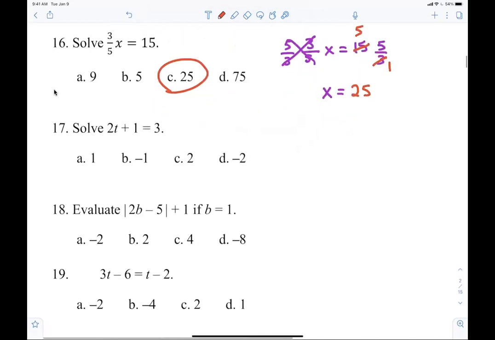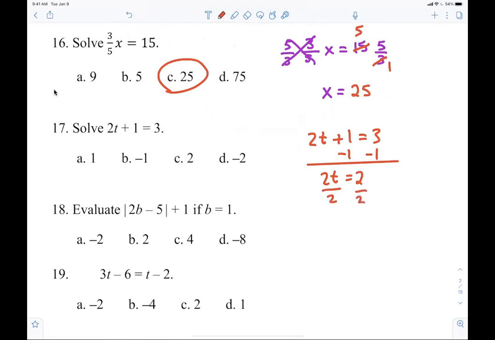All right, here we go. 2t plus 1 equals 3. What do I do first? Subtract 1. 2t equals 2. So now what? Divide by 2. So t equals what? 1. Everybody good with that?